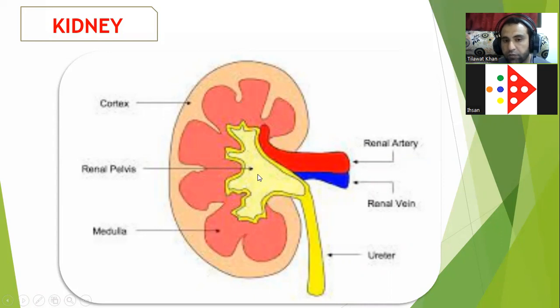And all urine will come to this region of the kidney that is called the renal pelvis. And then the urine will come to the ureter. And as we discussed already, one is the renal artery, the one that is taking blood toward the kidney, while the one that is carrying blood away from the kidney is the renal vein. Got it? Good.